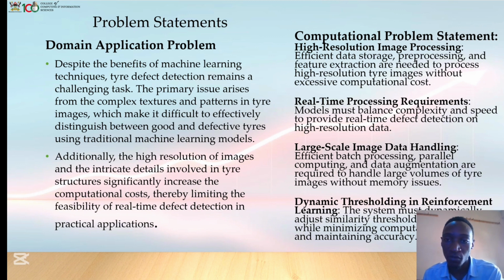So the computational problem statement: high resolution images require higher storage, high processing power, and feature extraction, and that all makes it hard to make an efficient model. Then real-time processing: models must balance complexity and speed, and provide real-time defect detection on high resolution images. Then large-scale images make it hard to handle large datasets, meaning you have to employ data augmentation, hyperparameter tuning, and parallel processing.